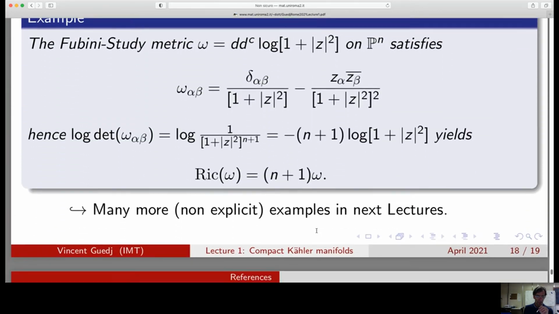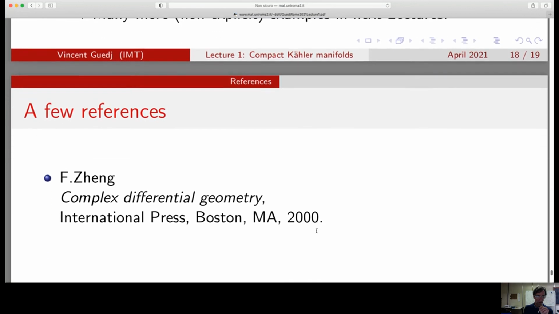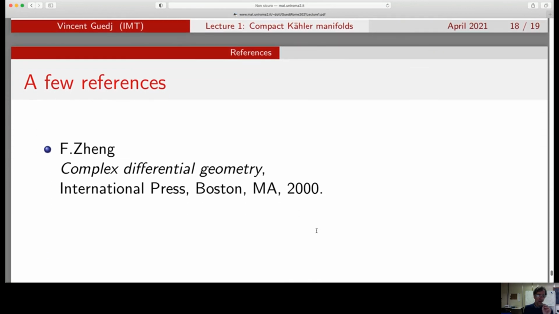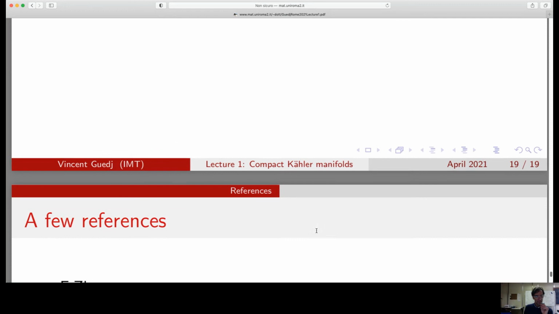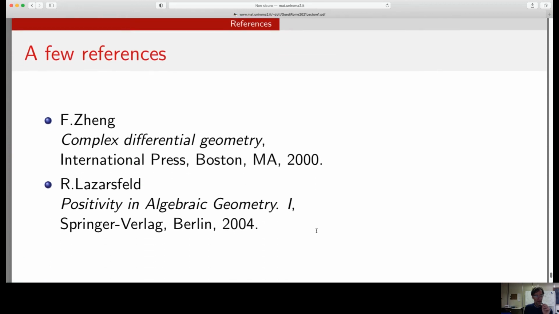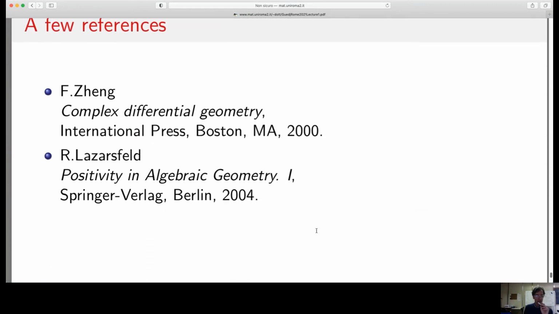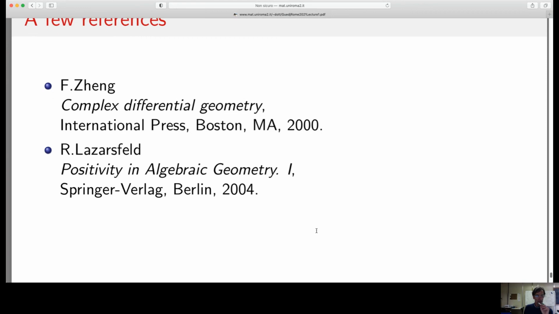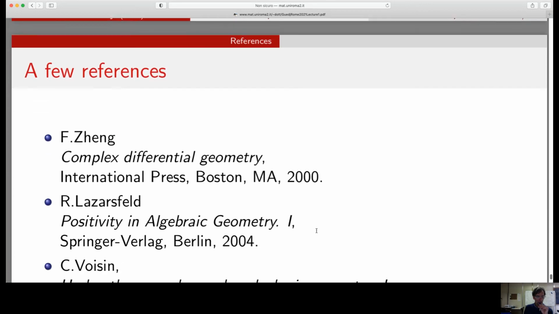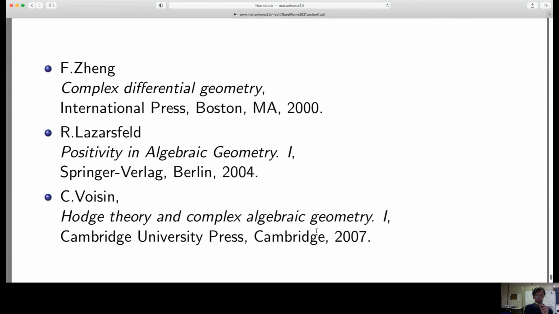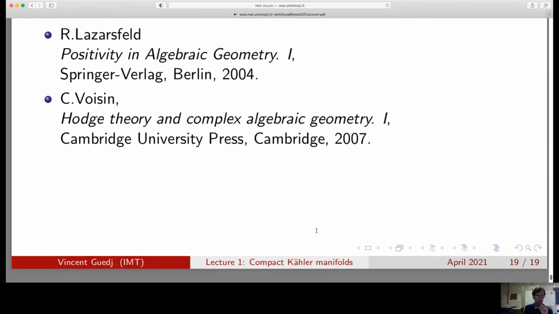And now we are done, in the sense that I'm giving you some references. Zhang, Complex Differential Geometry, International Press of Boston. Then you also have Lazarsfeld, more algebraic geometrically oriented, Positivity in Algebraic Geometry 1, or Claire Voisin, Hodge Theory in Complex Algebraic Geometry 1.